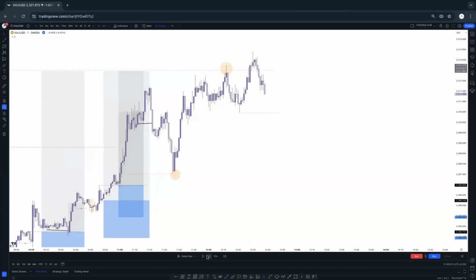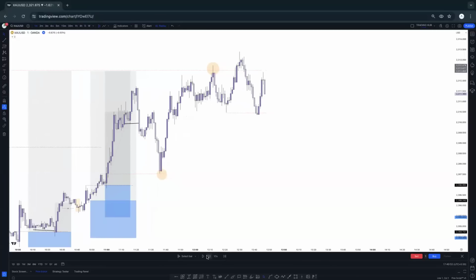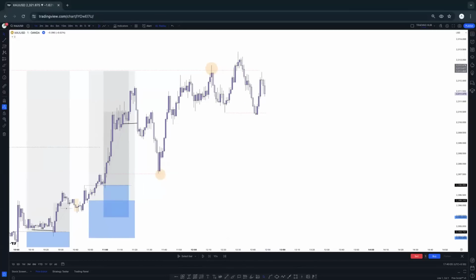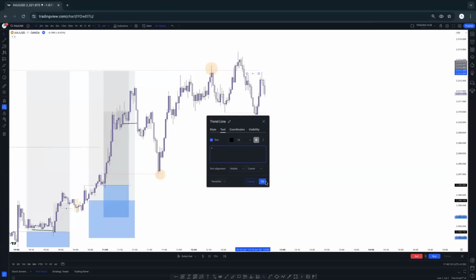So we can think about the next cell setup here. This one is broken and you need to wait for the inducement to be taken out. So where is the inducement taken out at this point? After taking out the inducement, in this case, you can see the market just swept the inducement.